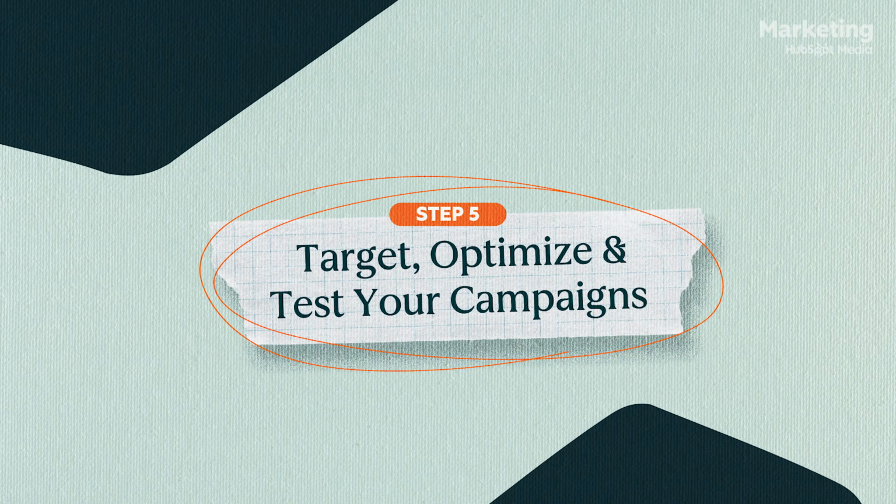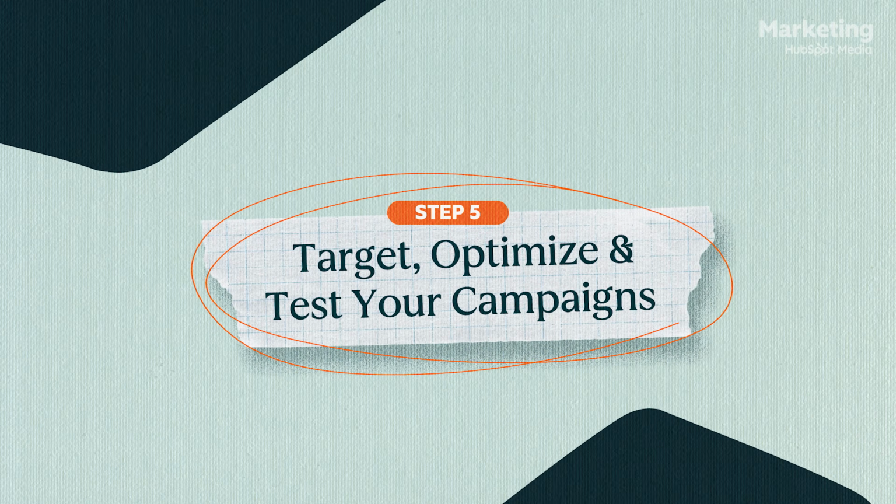Once both of these ad types are running, targeting and optimization becomes the main drivers of performance, so make sure that you do that. Step 5. Target, optimize, and test your campaigns.